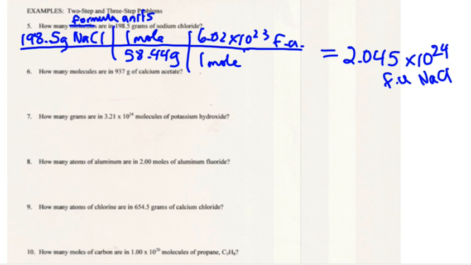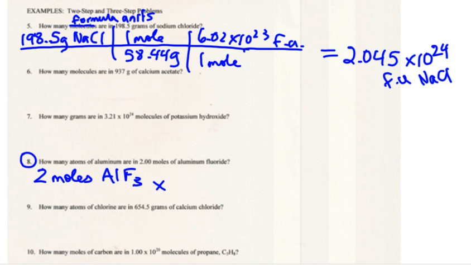Let's see. I want to do a tricky one. Ooh, let's do this one, the one that I saw earlier. How many atoms of aluminum are in 2 moles of aluminum fluoride? So we're starting with 2 moles. This is kind of a different 2-step problem. Aluminum fluoride is what formula? AlF3. This is where it's crucial you get the name right.